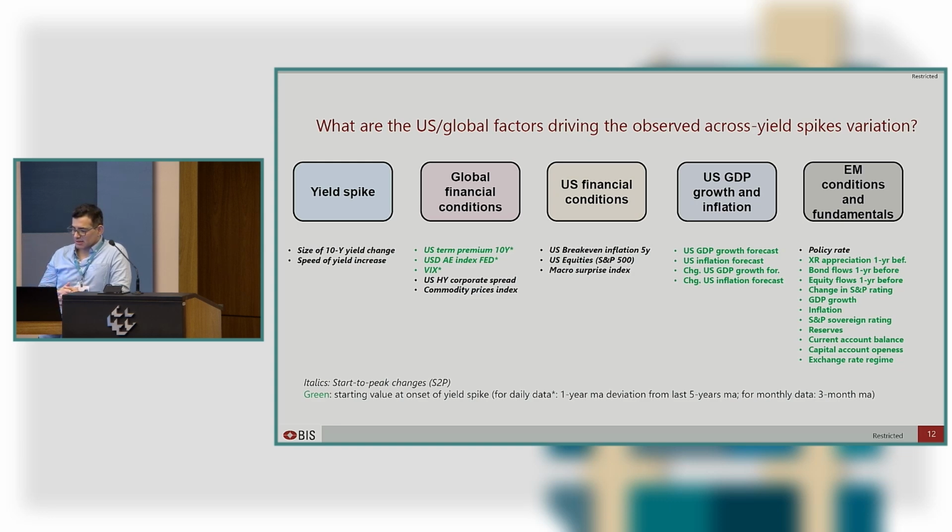And we're going to also look at 12 different fundamentals in emerging markets. We're going to look at what happened to policy rates, which are basically the policy reaction. And on the fundamentals, we're going to look at the previous appreciation of the nominal exchange rate, previous bond and equity flows, the change in the Standard & Poor's rating of the sovereign debt, inflation and growth expectations, the level of the sovereign rating by Standard & Poor's, the level of international reserves, the current account balance, and openness of the capital account, and the exchange rate regime.